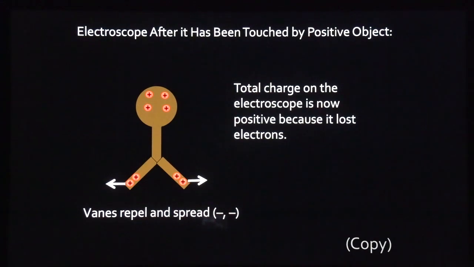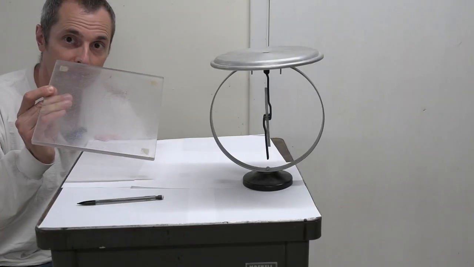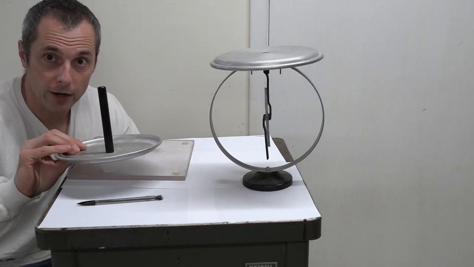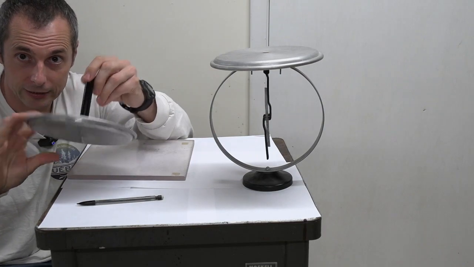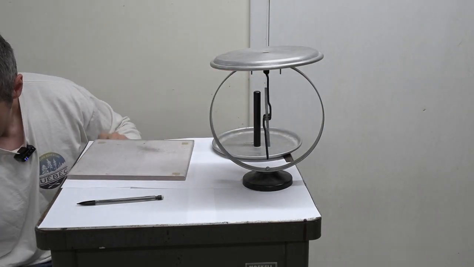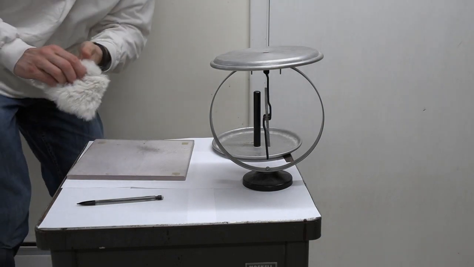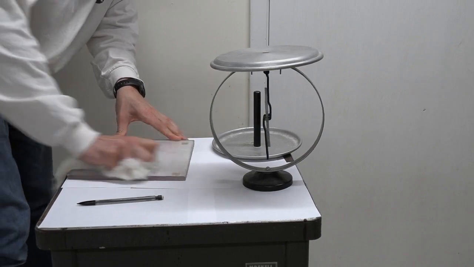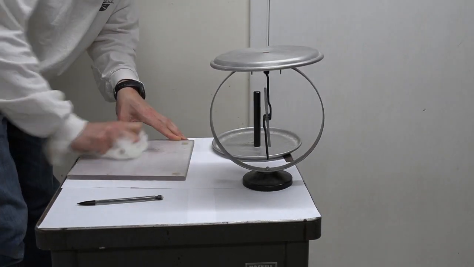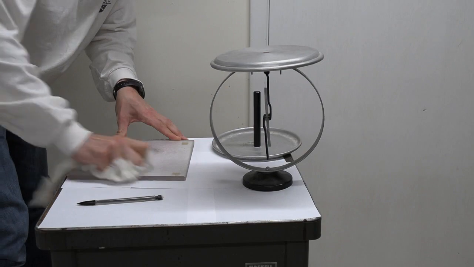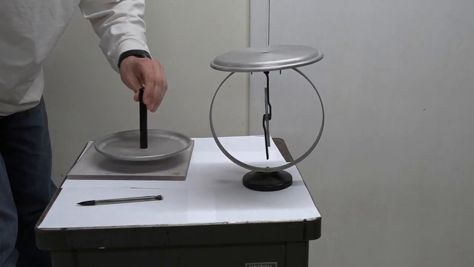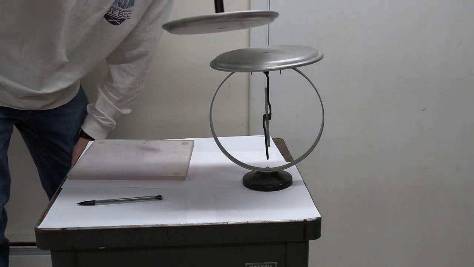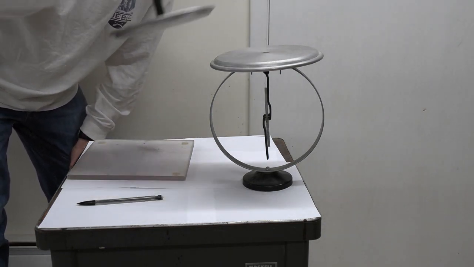All right, so let's have a look. I've got a plastic plate over here, and another metal plate with a plastic handle. What I'm going to do is charge this up by rubbing it with the fur. Nice and charged up. All right, now I put this on here, and let me take it off and go near the electroscope. Nothing.